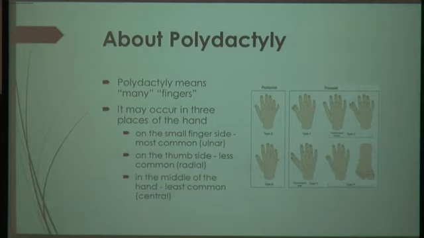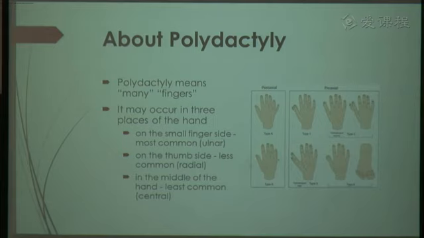If it happens on the smaller finger side, for example in this picture here, this is the most common one, and we call it ulnar polydactyly. If it happens on the thumb side, if you look at this picture here, there are 2 thumbs here. This is less common, so we call it radial polydactyly. And if it happens in the middle of the hand, it's called central polydactyly.